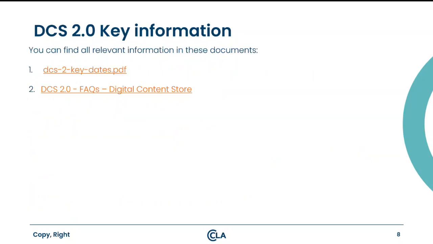So we have a couple of documents that I mentioned. Monica, if you're okay to just pop those links into the chat for me, that would be great. So the top one is our key dates. That is everything I've just spoken about, but in a 2-page PDF document that can be shared with academics, students, anyone else in your library team that may not have already seen it. And then the second one is a link to our knowledge base, which has the DCS 2.0 FAQs for the digital content store. Please do give us a shout if you can't access those links.